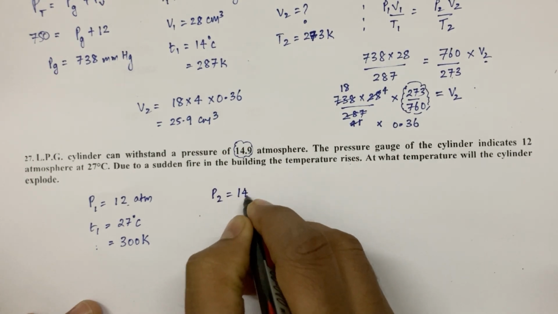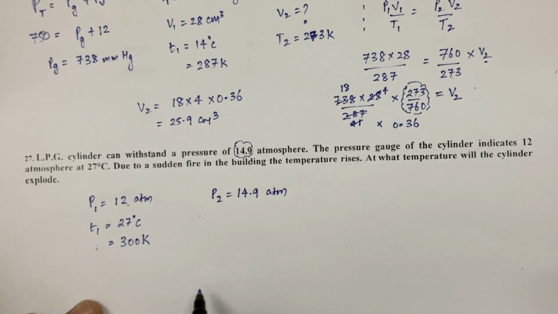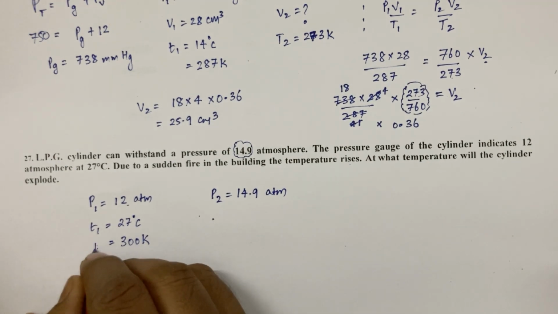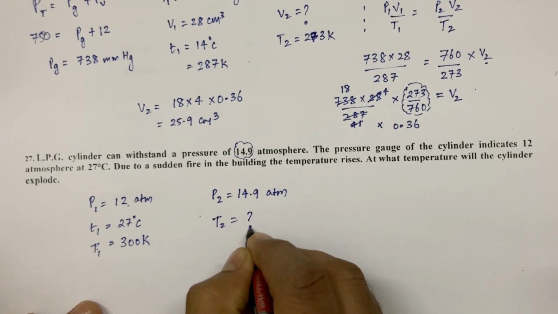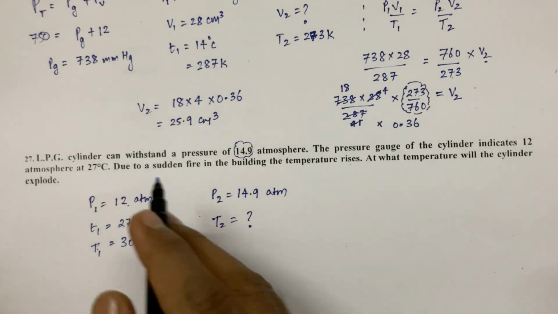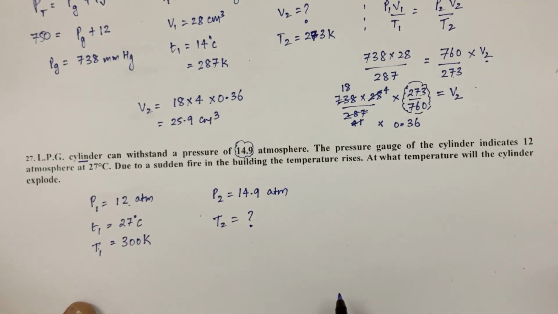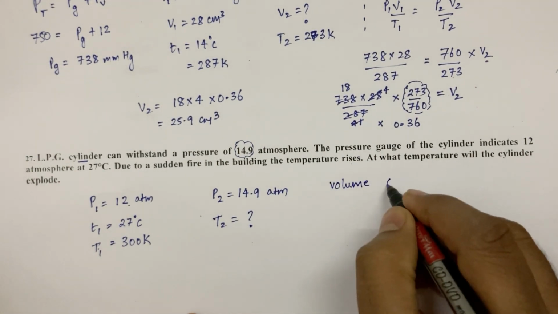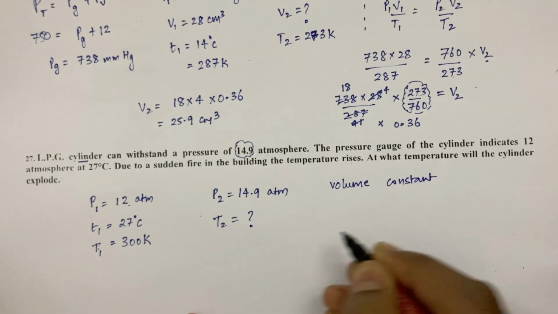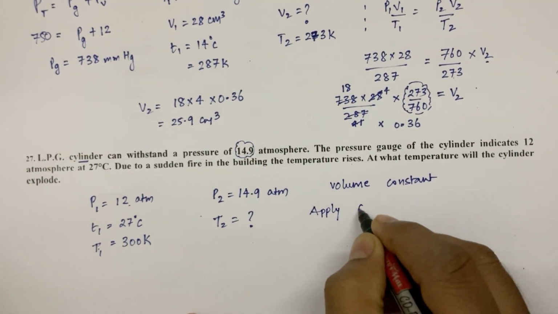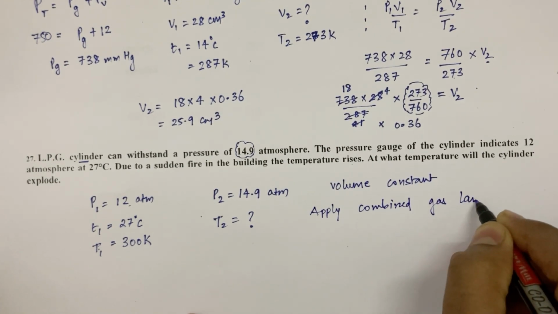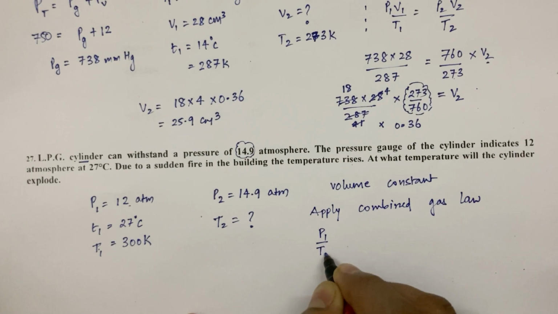So T2 is equal to 14.9 into 300 divided by 12. So 3 4s are 12 and 100 by 4 is 25. So this is 14.9 into 25, so that will come out to be 372.5 Kelvin. So when the temperature reaches 372.5 Kelvin, this cylinder will explode. Okay.